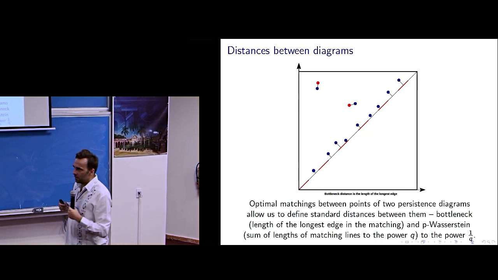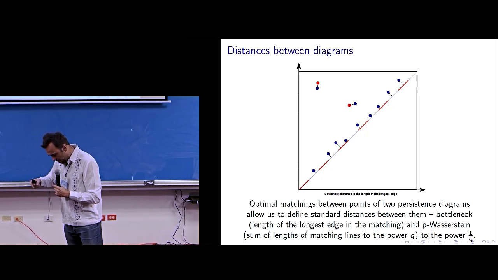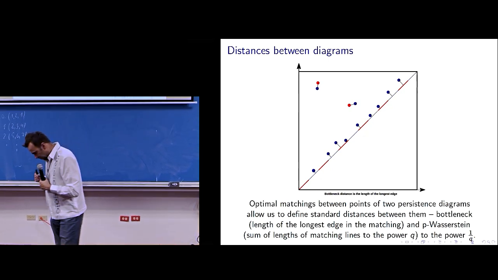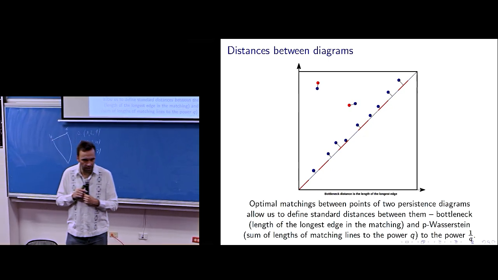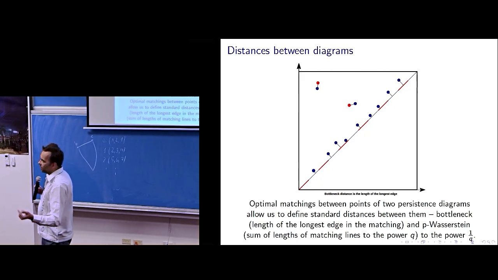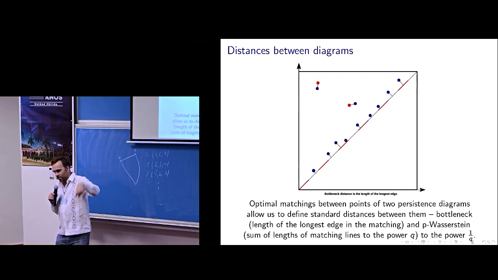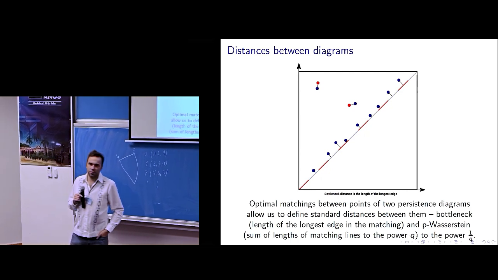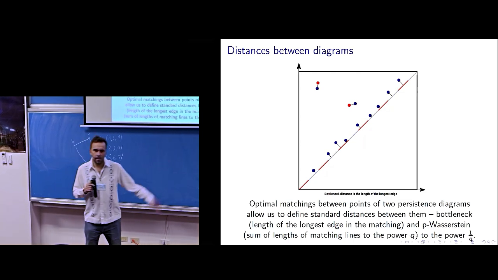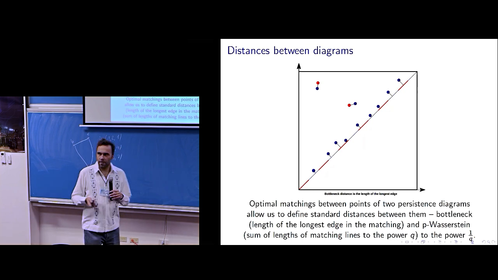And if I'm looking at the maximal shift, so at the longest edge in the matching, and if I take the infimum over all possible matchings, I'll get the bottleneck distance between diagrams. If I'm looking at the sum of the lengths, I will get Wasserstein 1. If I'm looking at the sum of the squares of lengths and then the square root of this, I'll get Wasserstein 2, and you can figure out how to get the p-Wasserstein distance out of it. So that's a metric between persistence diagrams. Questions?